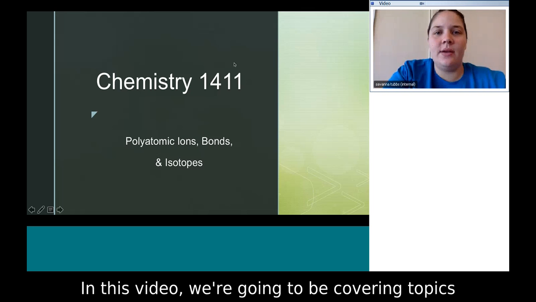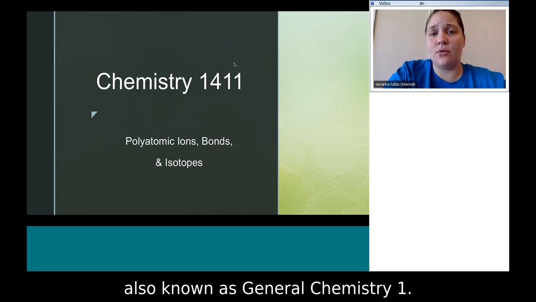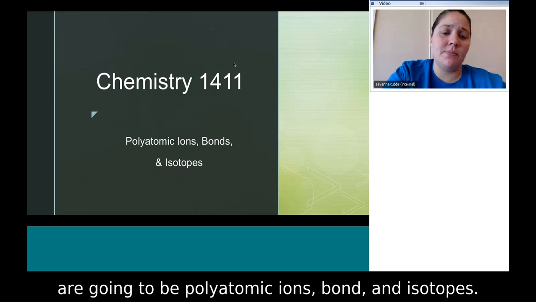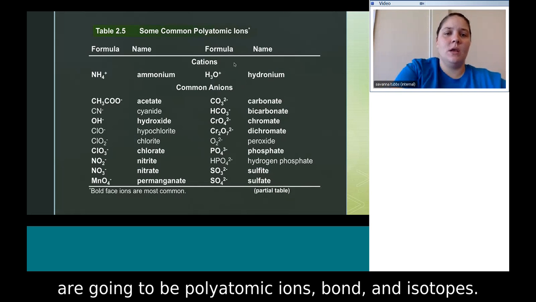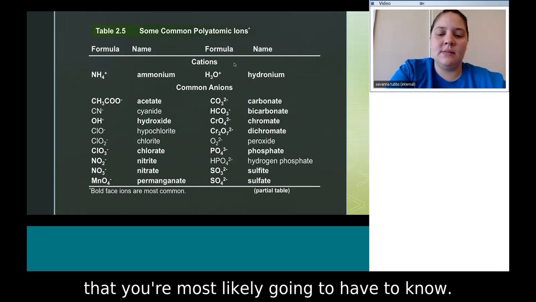Hello everyone. In this video, we're going to be covering topics from the course of Chemistry 1411, also known as General Chemistry 1. The topics that we're covering today are going to be polyatomic ions, bonds, and isotopes. So here is a list of the polyatomic ions that you're most likely going to have to know.